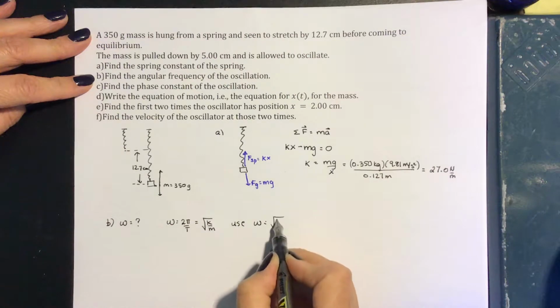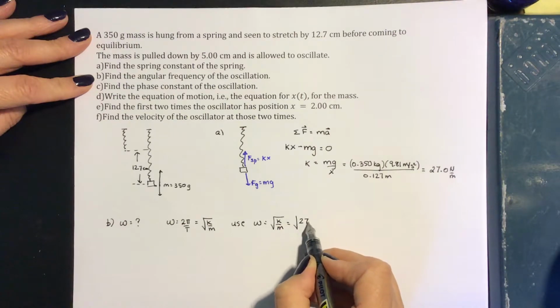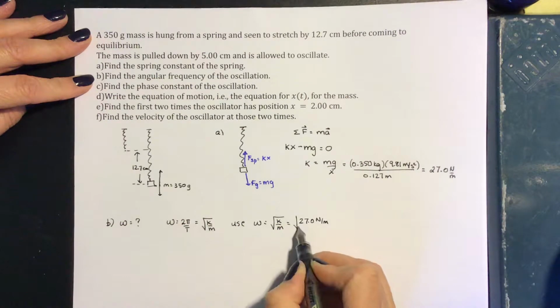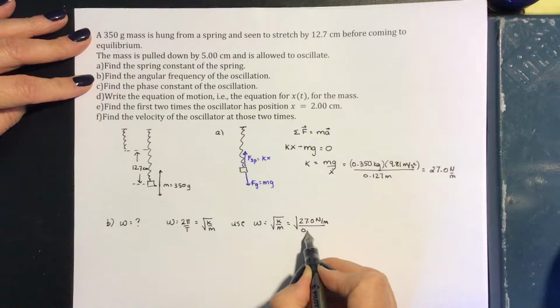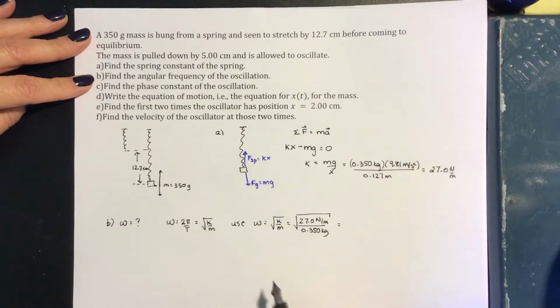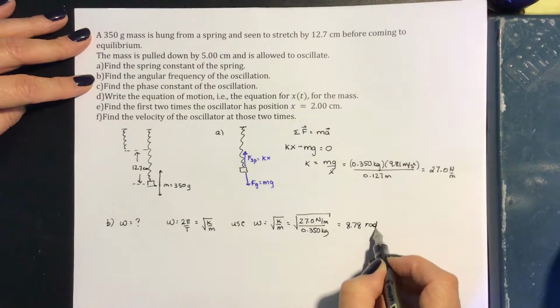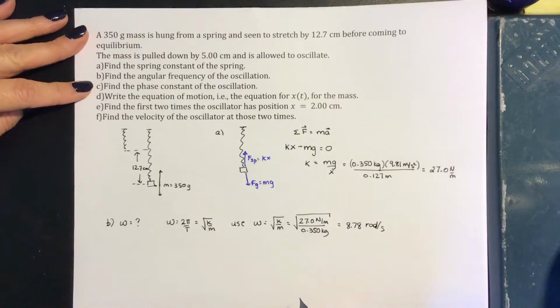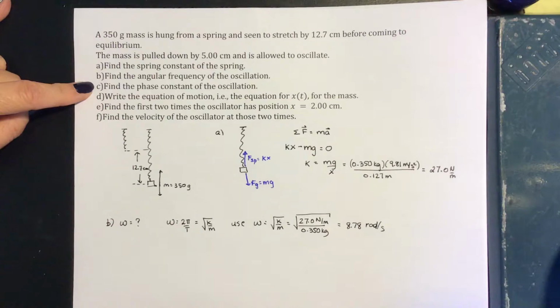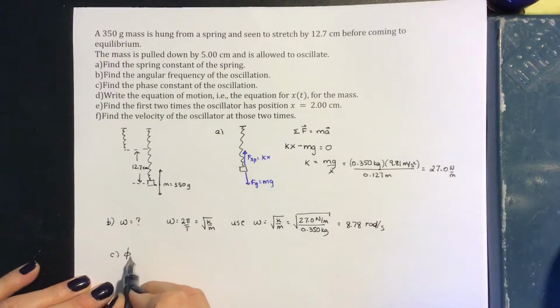We know k is 27 newtons per meter. We know that the mass on the spring is 350 grams, 0.350 kilograms. Put that through the calculator and we get an angular frequency of 8.78 radians per second. You might also just write seconds to the minus 1, it doesn't matter. The next part asks for the phase constant of the motion. So part C, phase constant. Phi naught equals, that's what we're trying to find.